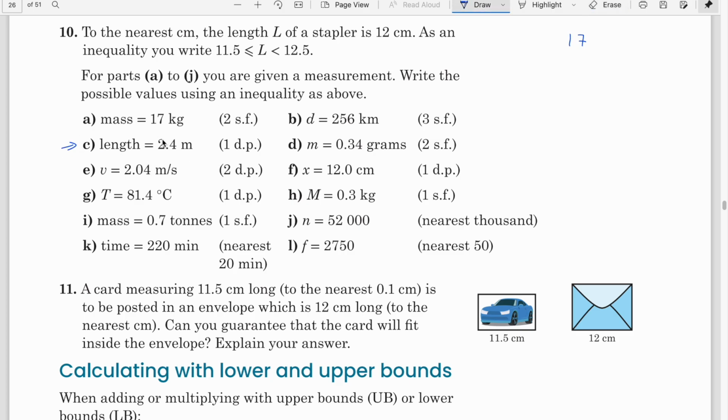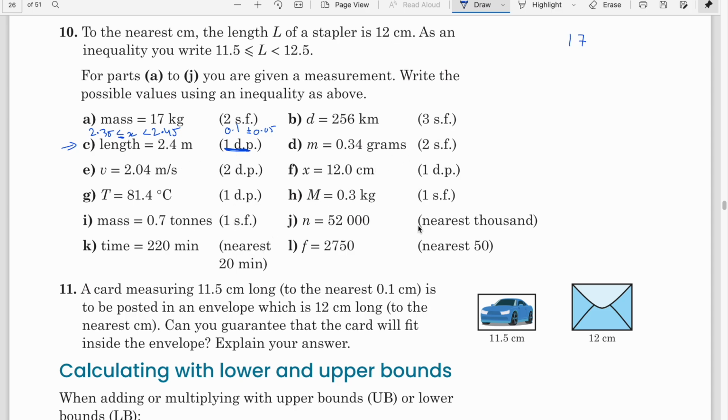So when we look at the decimal place, the length is 2.4 and it is correct to one decimal place. So one decimal is 0.1, half of which would be plus minus 0.05. So how do we write the inequality? This is 2.45 on the upper end, and on the lower end this is 2.35. Lower end is included and upper is not included.